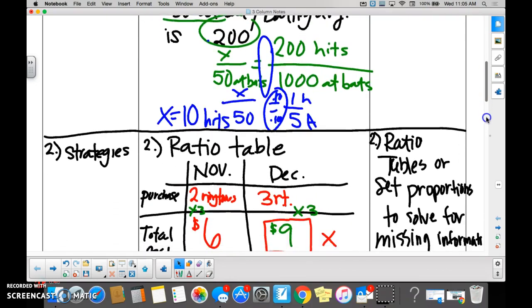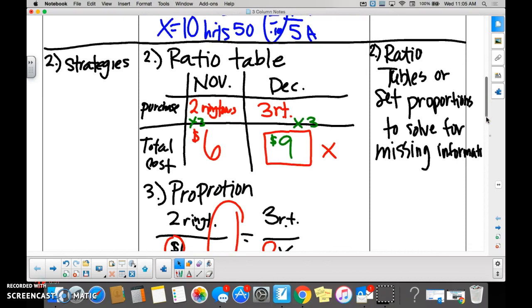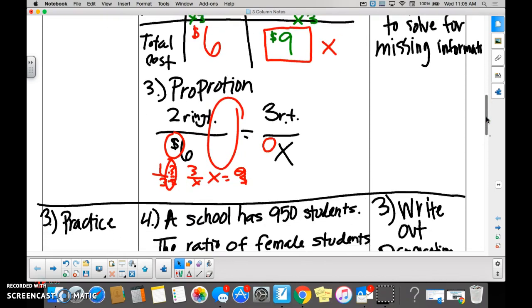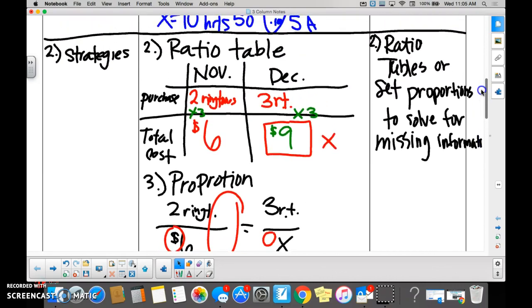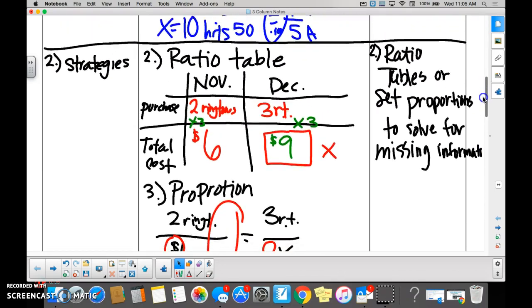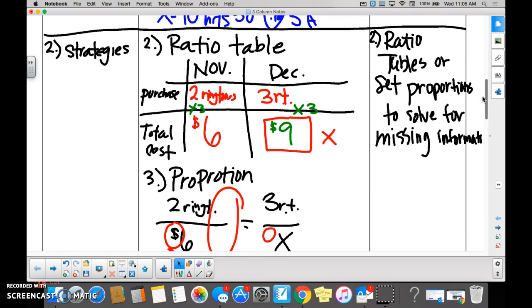So then I gave you 2 strategies. What are our 2 strategies? Luke? 2 strategies are ratio tables and proportions. Ratio tables and proportions. Does a ratio table just show you a proportion in a different way? Yes or no? Yes, it does, right? So with a ratio table, we can line up all these labels and solve for it. With a proportion, we're doing the same thing. You need to make sure you have this bubble method showing how you're getting from one to the other.